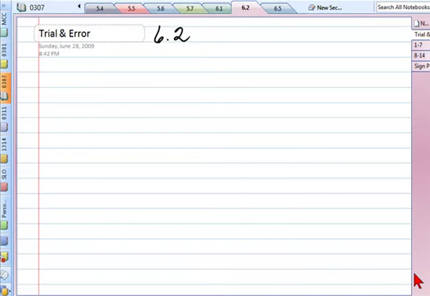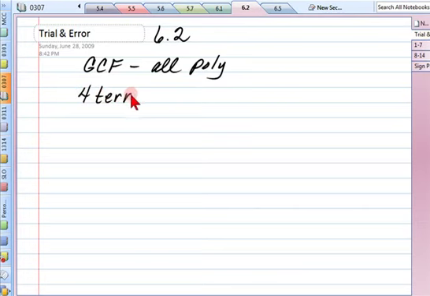6.2 is going to give us another skill to use in factoring, and it's a different kind of skill. What we have so far is greatest common factor. It is used for all polynomials. You always start and ask yourself the question, can I find and factor out the greatest common factor? Then, if you have 4 terms, you're going to use grouping. And we have done that as well.